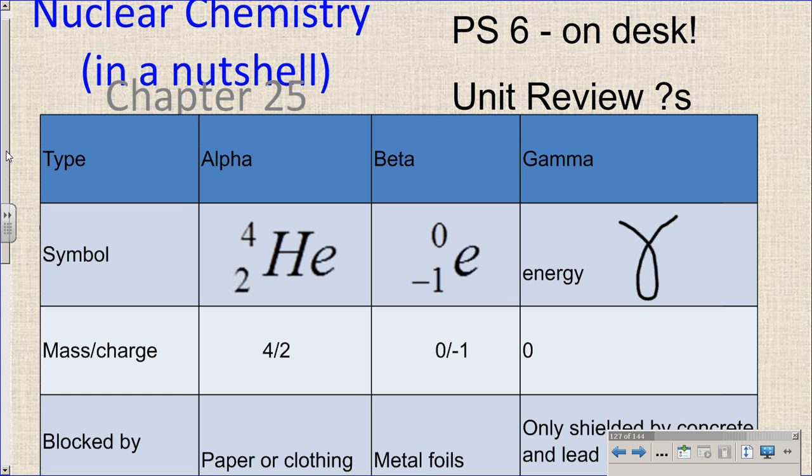Yeah, copy that down. I'm trying to give you a quick summary of stuff. So, IQ concept 6 on your desk and the nuclear reading guide.